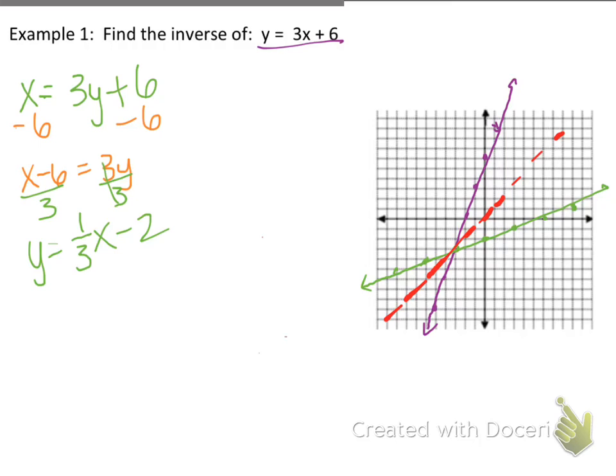And you'll notice some of those ordered pairs as well. The ordered pair on the original function, -2, 0, becomes 0, -2. Or -1, 3 becomes 3, -1. And so all those ordered pairs, if you identify what each of those ordered pairs are on the purple line, flip that ordered pair and you will see that graph on the green line.